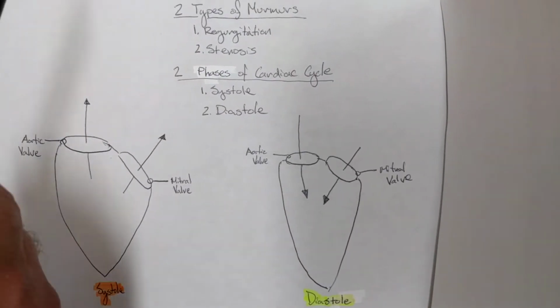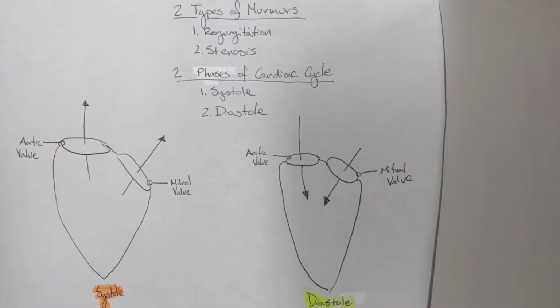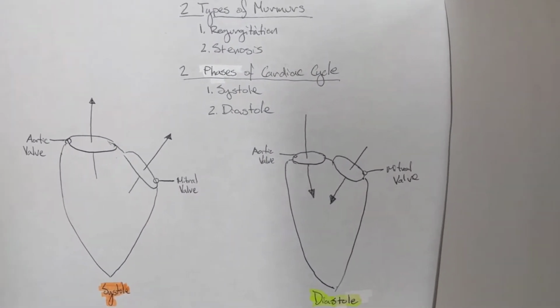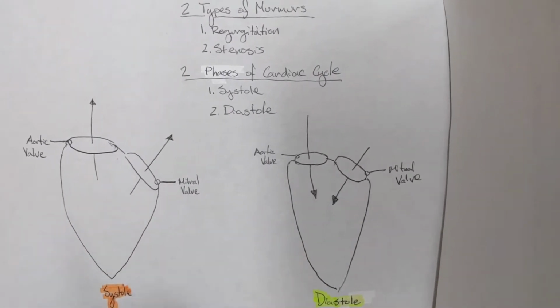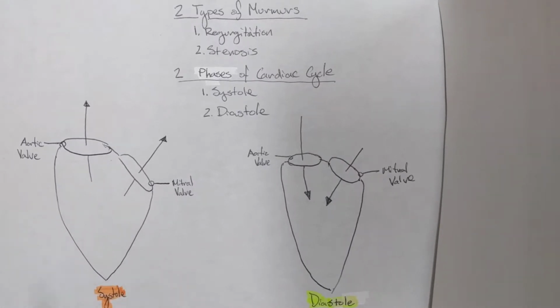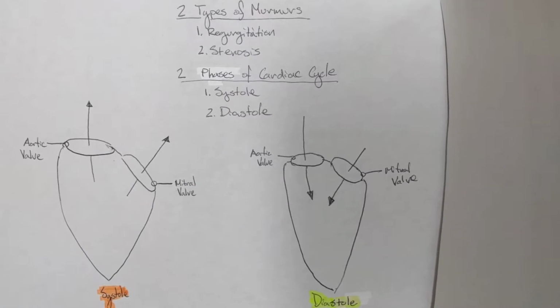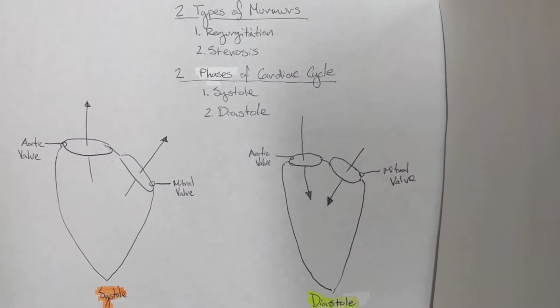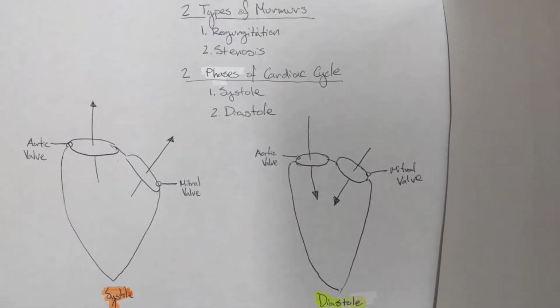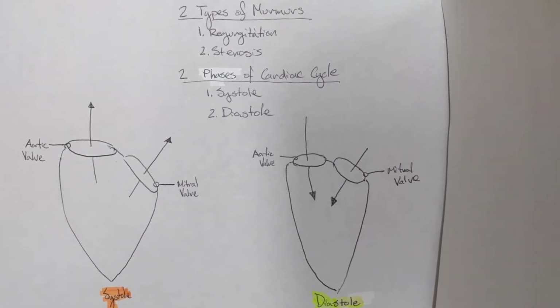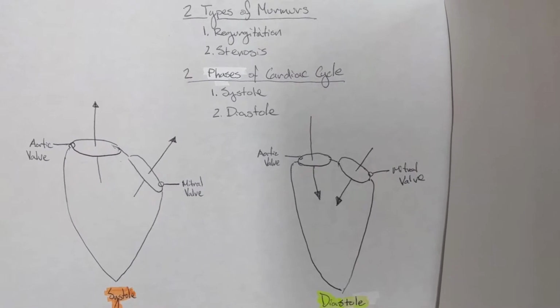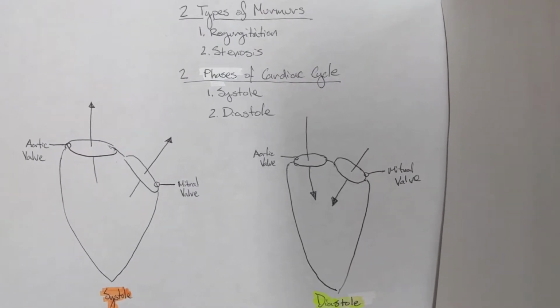The murmur from regurgitation is described as a blowing murmur, and that murmur is due to valves that don't fully oppose and are described as floppy valves that allow blood to flow back across them during either systole or diastole. Now, let's begin by going over the different cardiac cycles and what murmurs you will hear during each phase of the cardiac cycle.